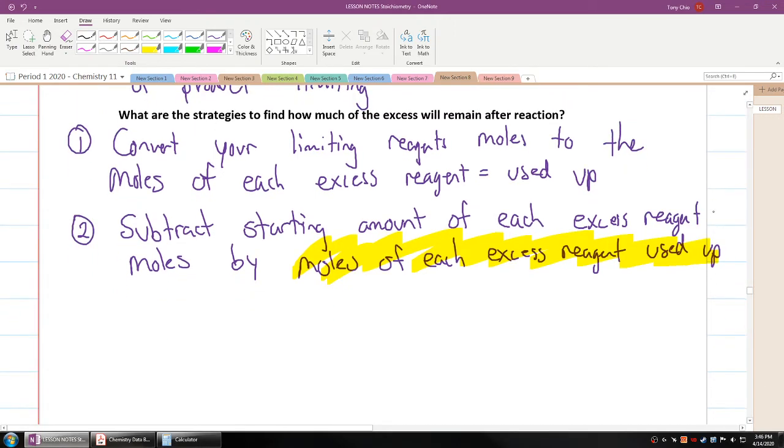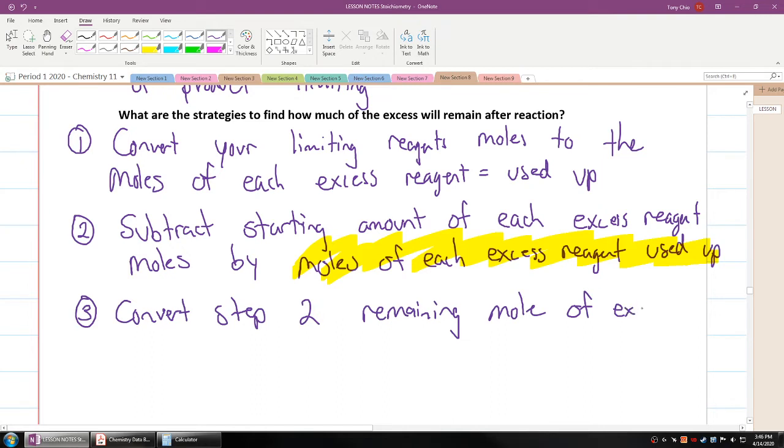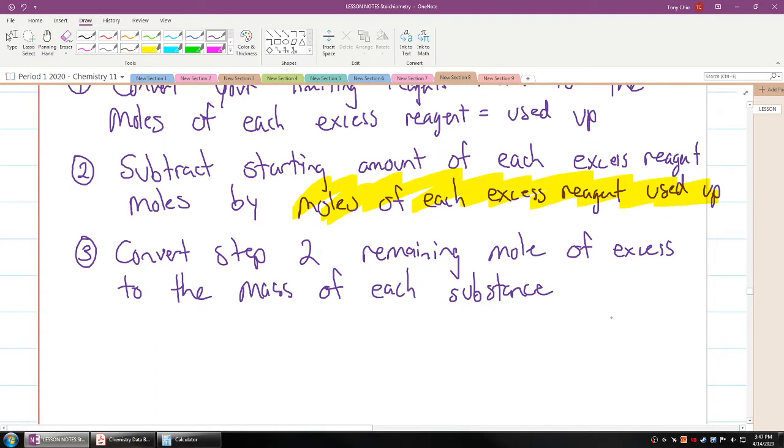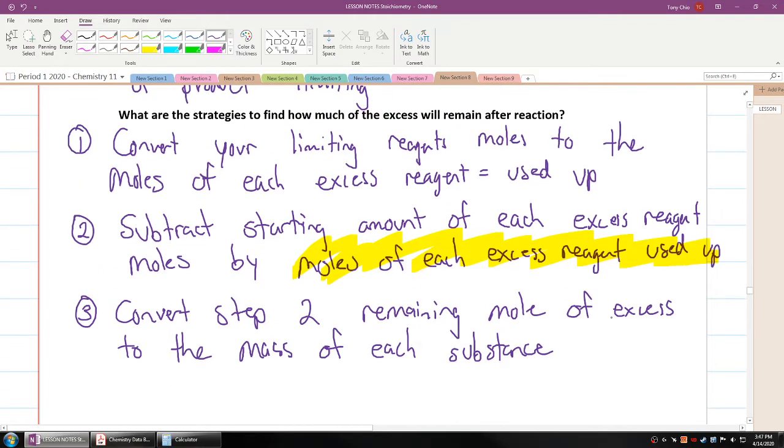So the last step, step 3, is to convert the step 2 remaining moles of excess to the mass of each substance. So that's how you find how much of each excess reagent is going to remain.